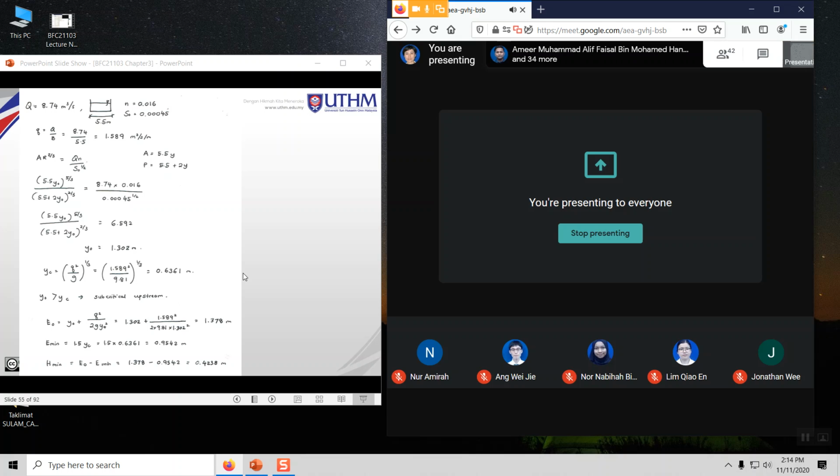So therefore, after I find my Q, the discharge per unit width, what I did next is I tried to find my uniform depth of flow. So I'm using the section factor of the Manning equation. So I substitute my A, since it is rectangular, so my flow area is 5.5y, which is By. Then my wetted perimeter is B plus 2y. So I substitute in the section factor. So I have trial and error. So I got depth of uniform flow equals 1.302 meter.